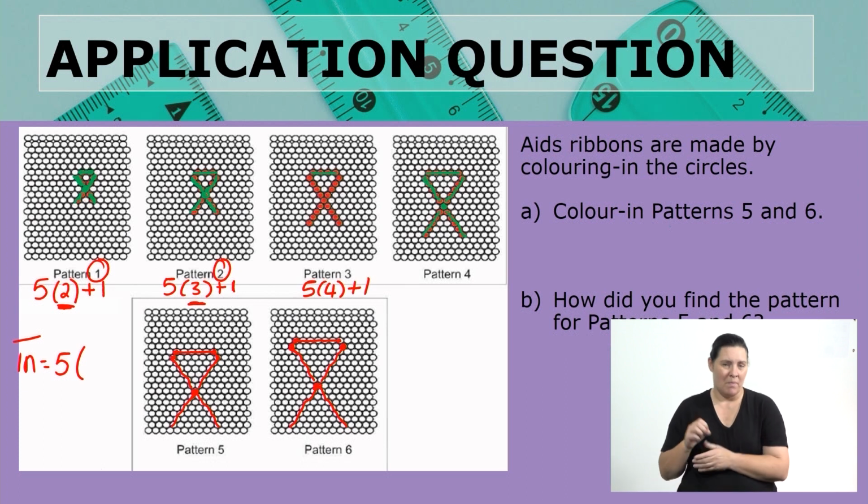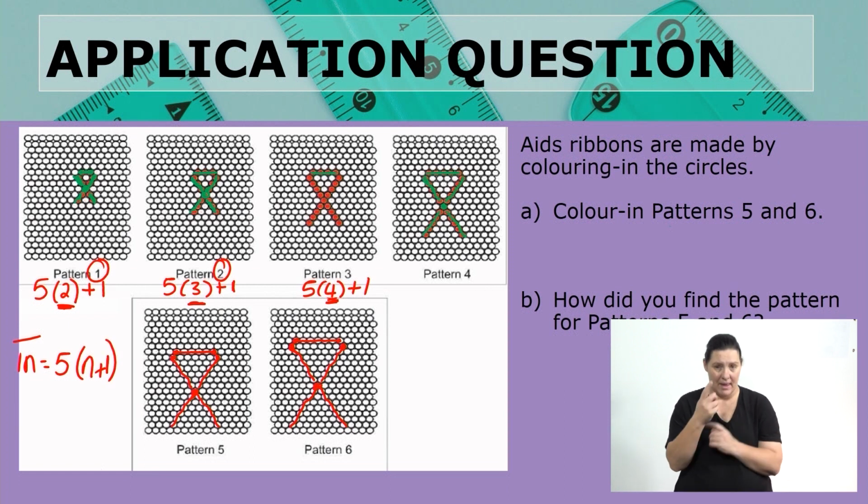So now what is happening between the term number and the number of colored in circles? It would be now we take the nth term and we add 1. We take the term number and we add 1. And after we've multiplied that result with 5, we continue again to add 1.